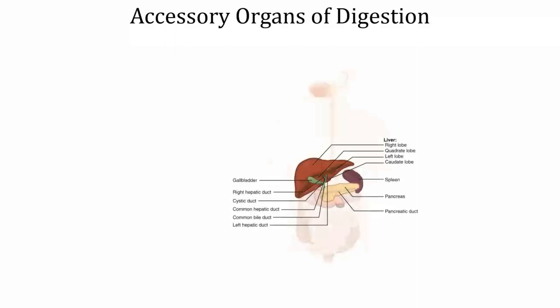Now, here's where we have to pause and talk about some accessory organs of digestion, because in the small intestine, in the duodenum, there is the pancreas and the liver that are going to create important things and put them into the duodenum. We'll talk about the liver first and work our way down through.